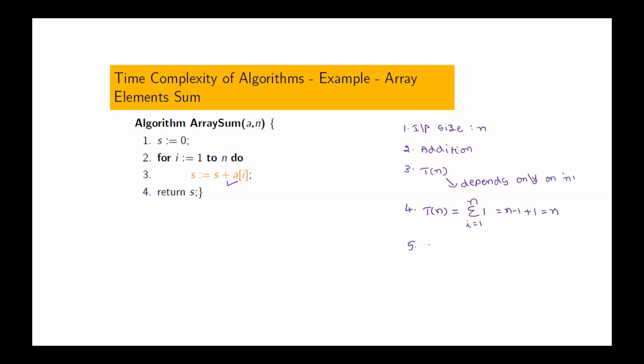Next, what is the order of growth of T of n? The order of growth of T of n is n. What next? Then represent T of n using some asymptotic notation. So T of n can be represented as theta of n. Is this correct? Yes. So that's what we discussed in the previous class. Is there any doubt in this?